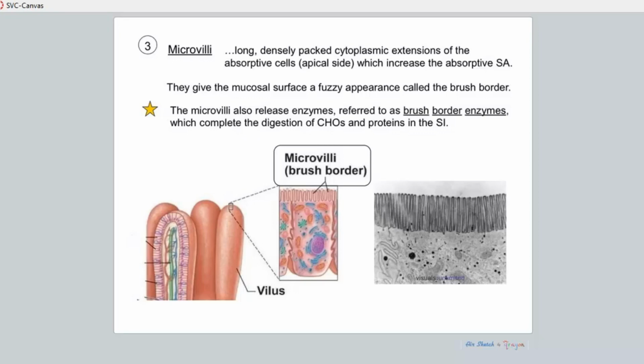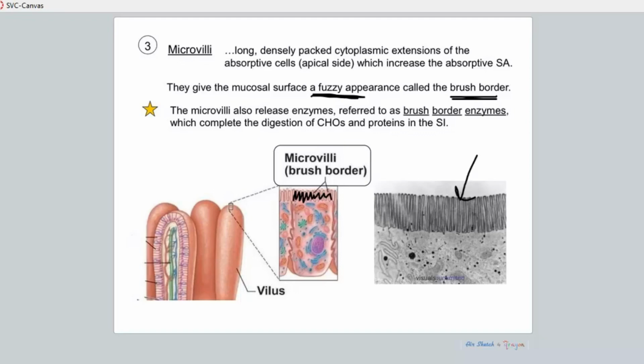And microvilli are densely packed cytoplasmic extensions of these simple columnar cells here. So they're actually part of the cell. Here's the apical side of the cell of this simple columnar epithelium, and the plasma membrane undergoes these extensions here. And what this does is it gives the mucosal surface a fuzzy appearance, and they call this fuzzy appearance the brush border.